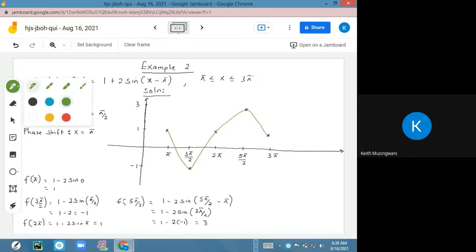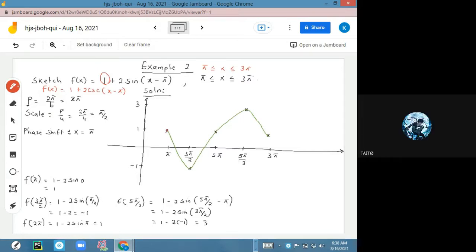Should there be need to sketch f of x is equal to 1 plus 2 cosec x minus pi within the interval pi less or equal to x less or equal to 3 pi, what do you do? You go on the number standing alone, 1. Please, if you have a question, you can ask.